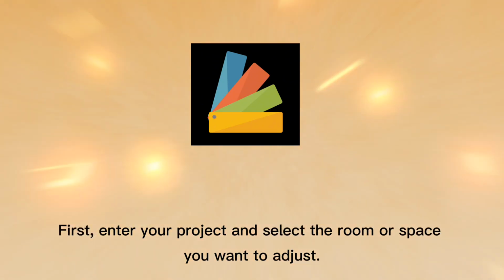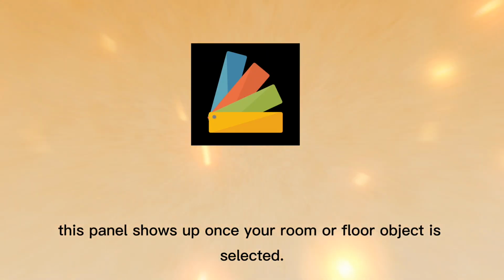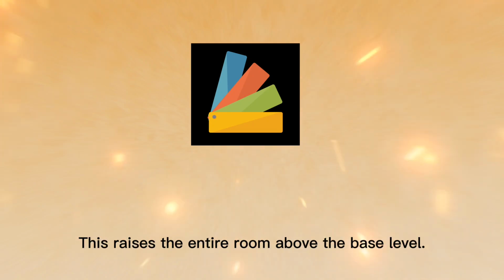First, enter your project and select the room or space you want to adjust. Homestyler gives you control over the floor height from the property panel. This panel shows up once your room or floor object is selected. In the height settings, you can manually increase the floor elevation by entering your desired value. This raises the entire room above the base level.